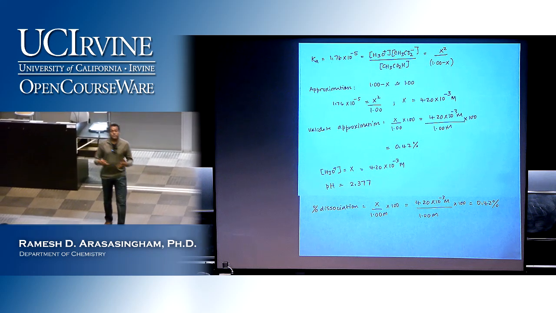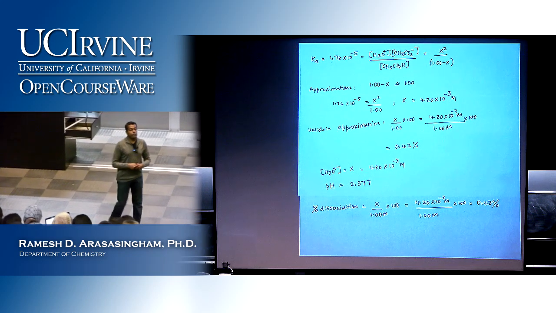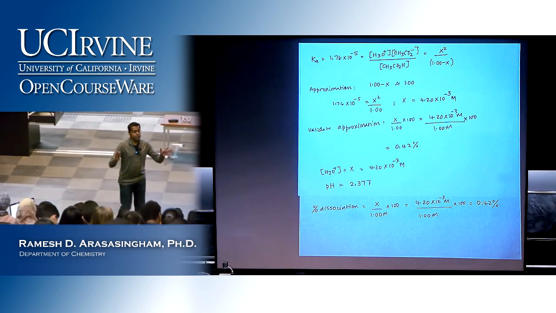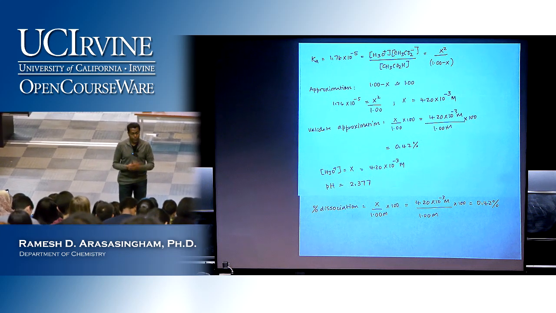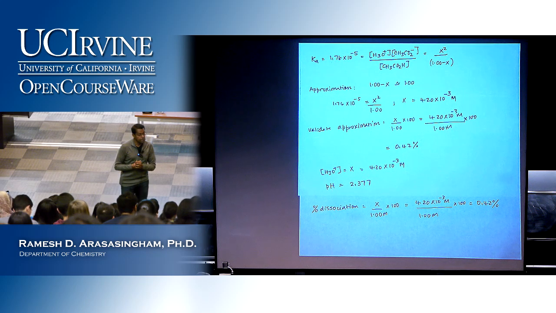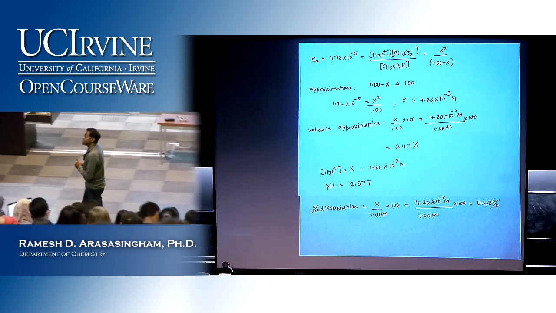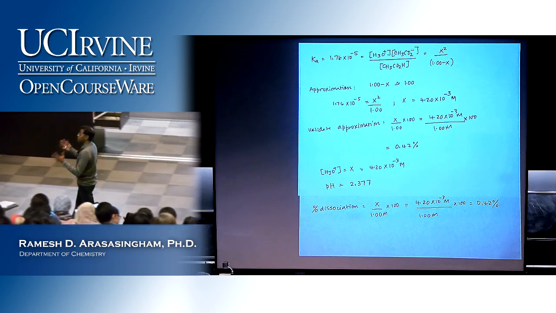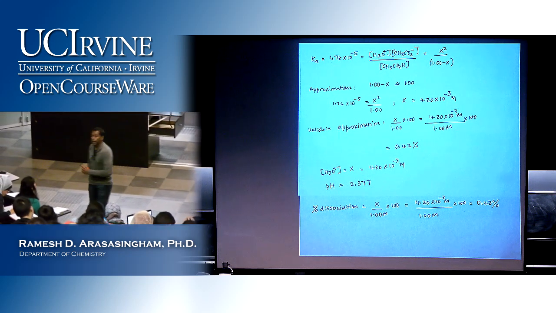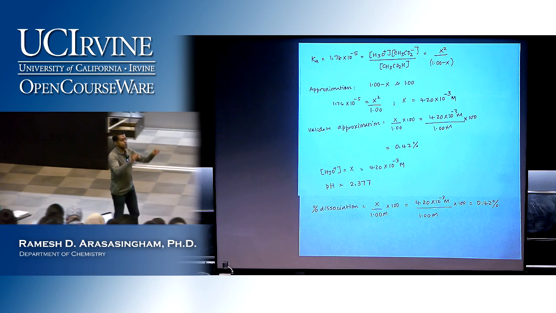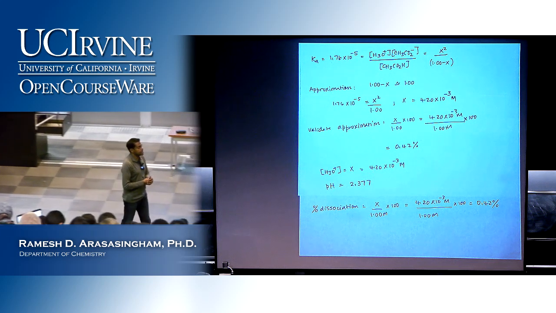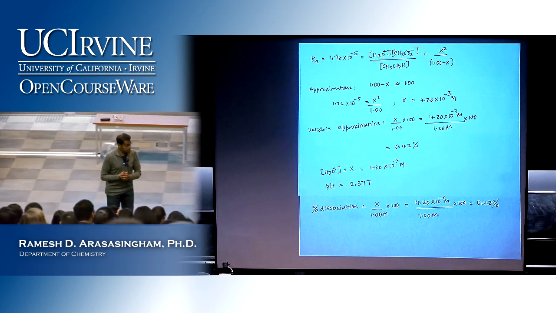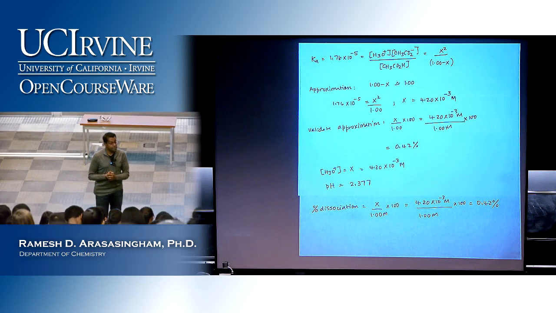So what does that mean? It means that for every 1,000 molecules of acetic acid that you put in, 4 will dissociate. Does that make sense to everybody? So the percent dissociation gives you the percentage of acetic acid molecules that dissociated. So for every 1,000 molecules of acetic acid that you put in water, only 4 will dissociate. So that is a really weak acid.